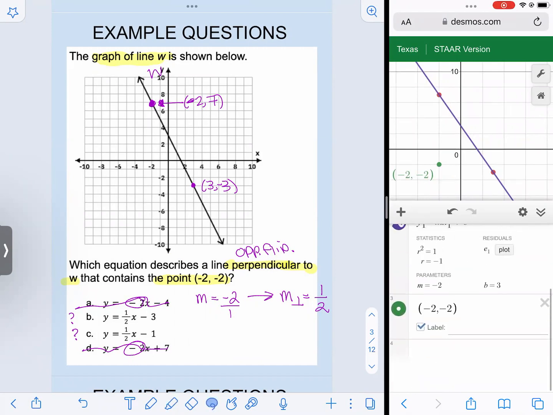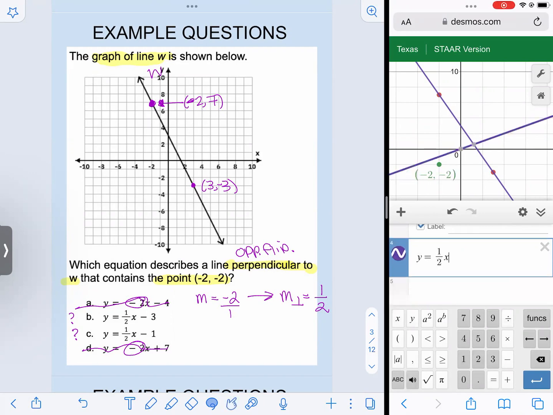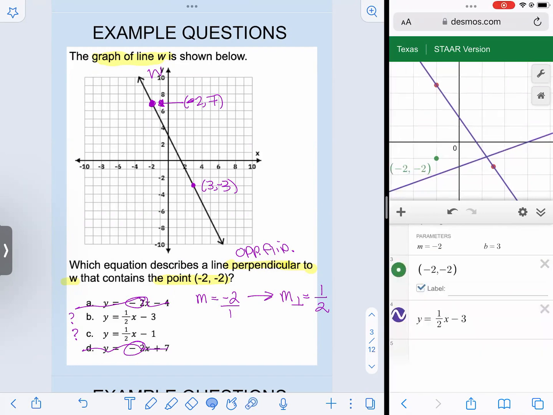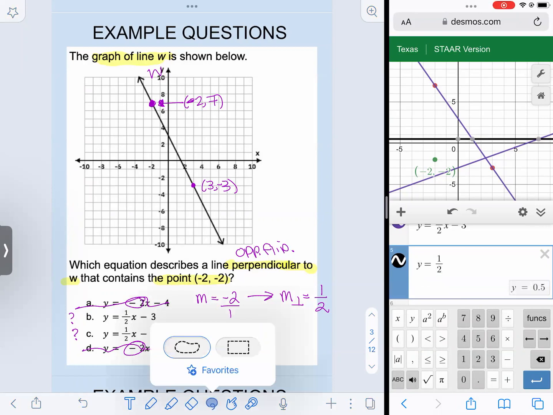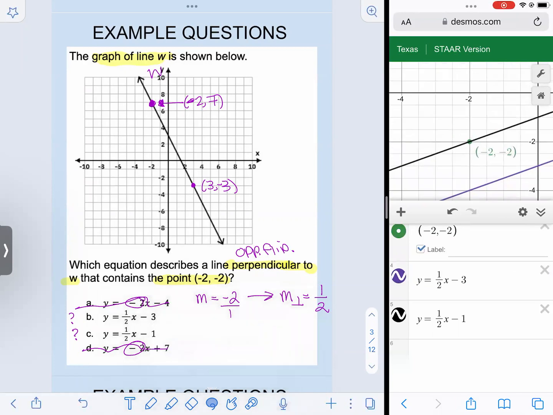So I'm going to graph these 2 remaining answer choices, starting with B. Y equals 1 divided by 2 times x minus 3. And I can see that's perpendicular, but it's not actually going to go through -2, -2. So we're now going to graph the other answer choice, hoping that one provides us better results. And boom, it passes through that point. You can see that black line is touching it right there. The answer here is going to be answer choice C. B is incorrect, it does not touch the point.